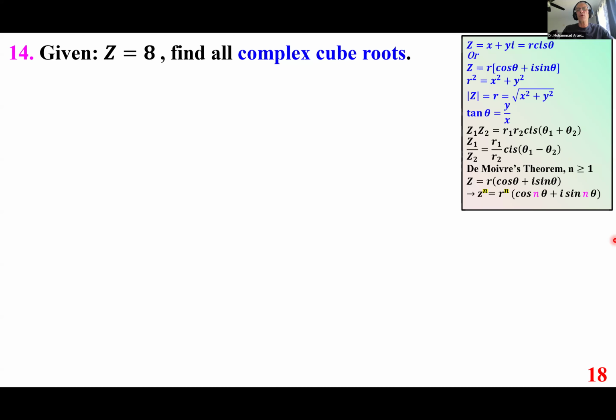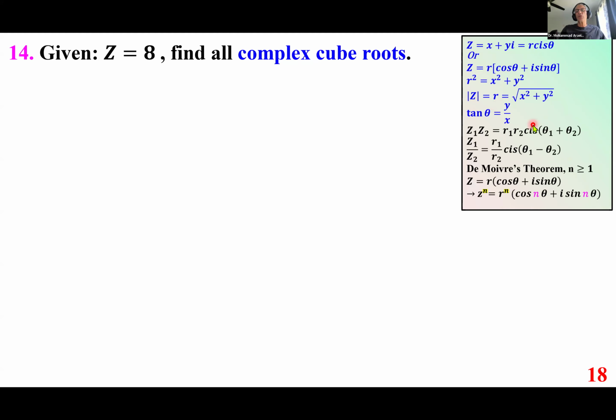Complex numbers are in the form of a plus bi or x plus yi. In polar form, r times cosine theta plus i sine theta, or simply r cis theta. r squared is x squared plus y squared. Modulus, or the magnitude of z, or r, is the square root of x squared plus y squared. Tan theta is y over x.